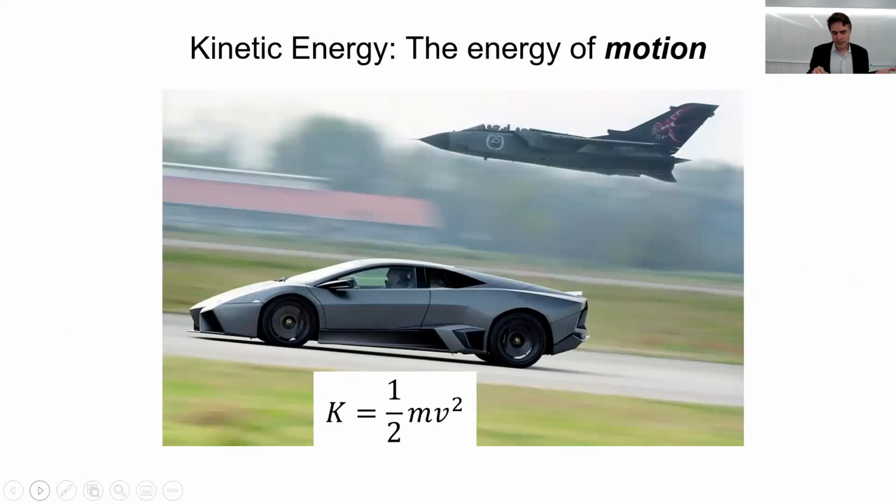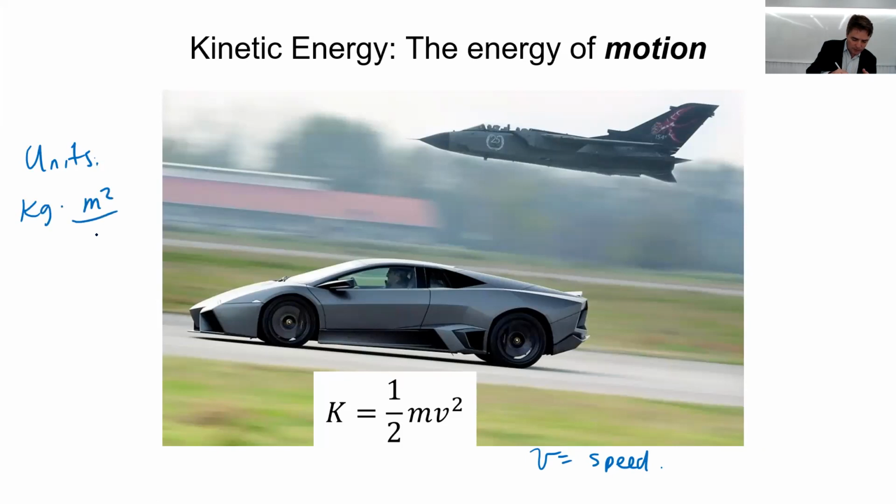So here's an example of a car, and there's an equation for kinetic energy. It's 1/2 m times v squared, where v is the speed. And so we can find out there that the units are kilograms times meters squared per second squared equals joule, just from that equation.